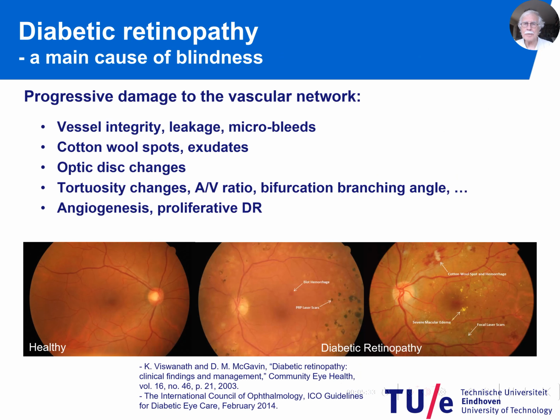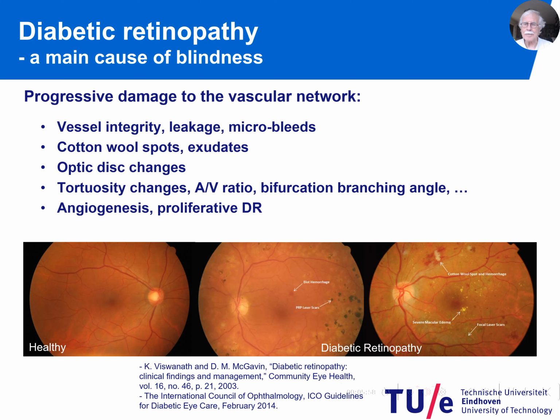Well, diabetic retinopathy does a lot. It is the main cause of blindness. Finally, 4% of people who leave diabetic retinopathy untreated go blind. And all kinds of things emerge: things with the vessels, the leakage, you can have microbleeds, you get all kinds of spots that look like cotton wool, exudates, changes in the optic discs.